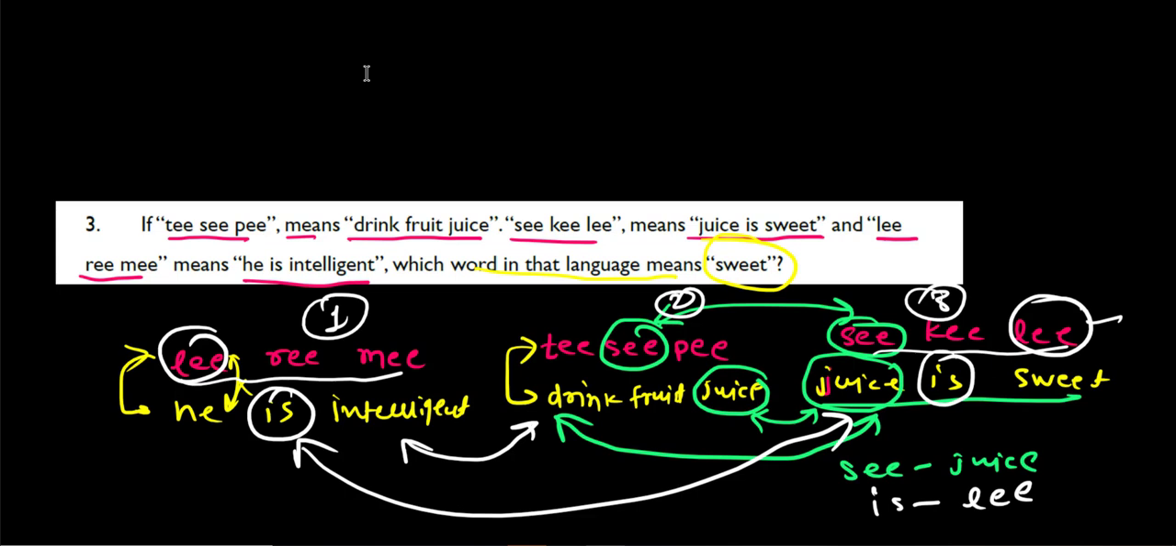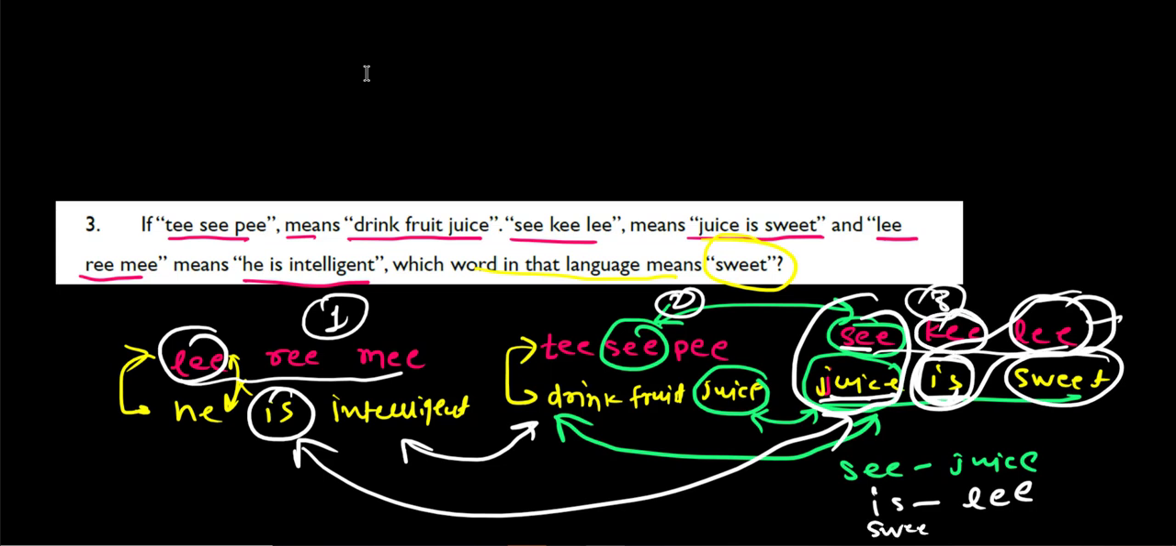We have found the meaning of juice, and we have found the meaning of 'is'. Juice corresponds to C, and 'is' corresponds to li. So this pair has been found out. The remaining is sweet, so sweet would correspond to ki. Yes, sweet would correspond to ki. So the answer for this question would be ki.